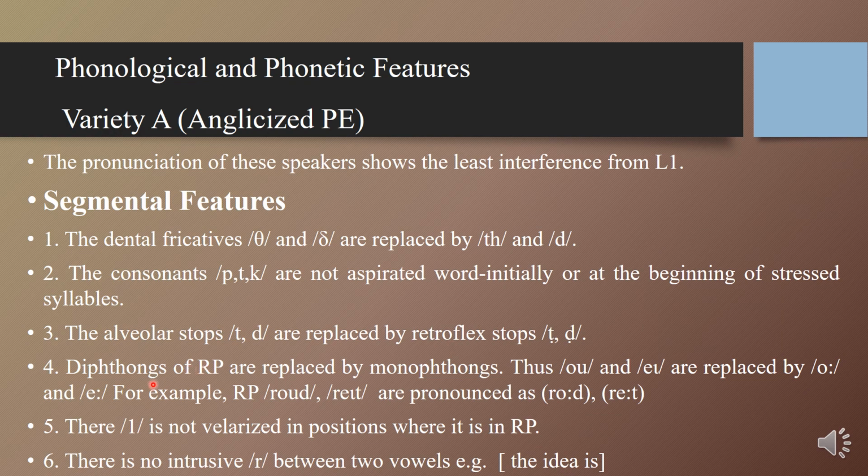Fourth key feature is the diphthongs of RP are replaced by monophthongs. Meaning in Pakistani English, Pakistani speakers replace diphthongs with monophthongs. RP is related to the Received Pronunciation of the UK. Means we replace UK diphthongs with monophthongs. As you can see in the example, O and A are replaced by the monophthongs.